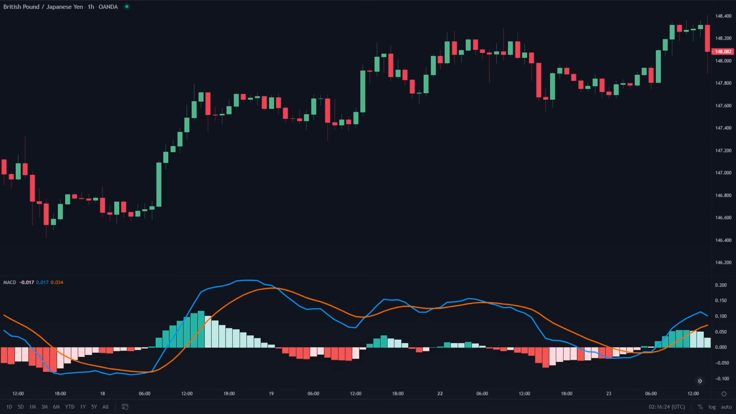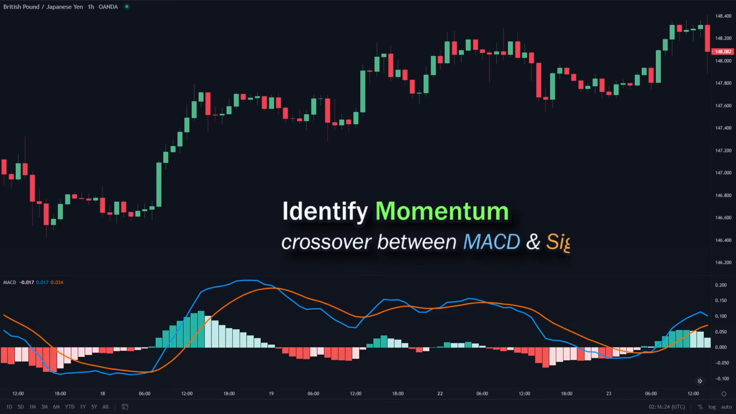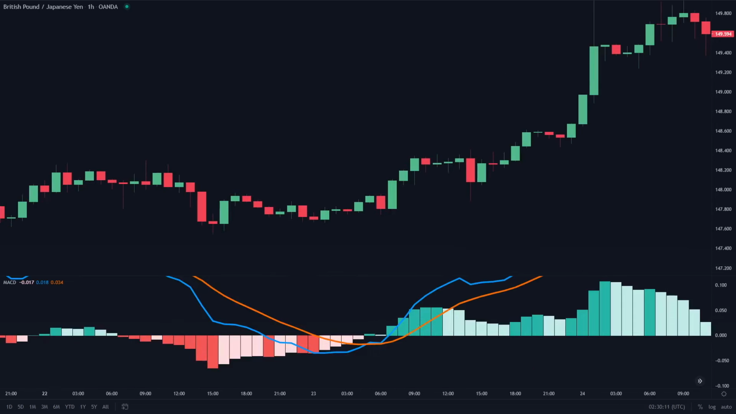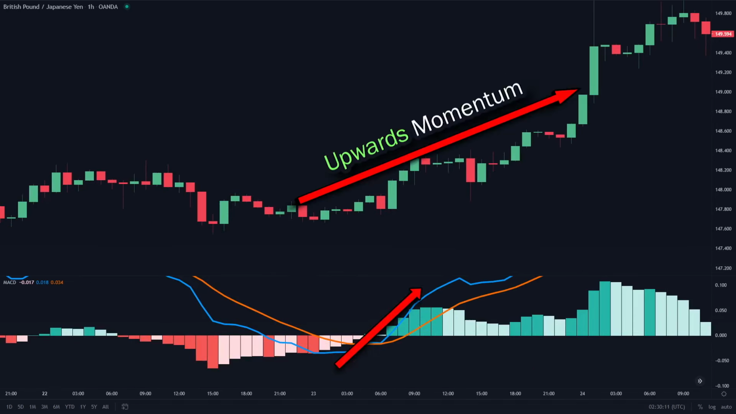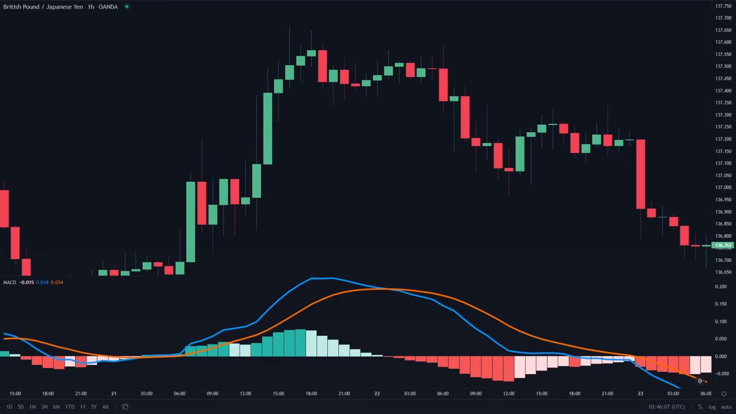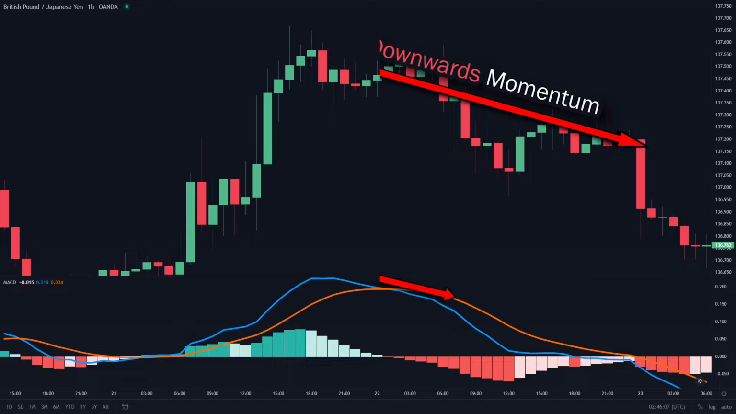Now, the way traders use the indicator to identify momentum is by looking at the crossover between the MACD line and the signal line. Let me show you an example. If the MACD line crosses above the signal line, it indicates that the market is in an upward momentum. And if it crosses below, it indicates that the market is in a downward momentum.